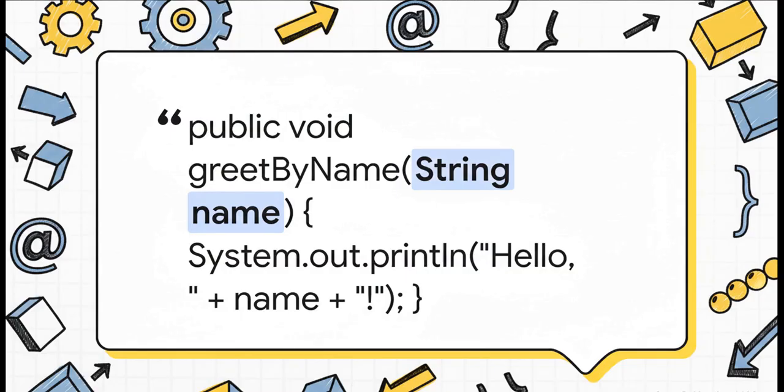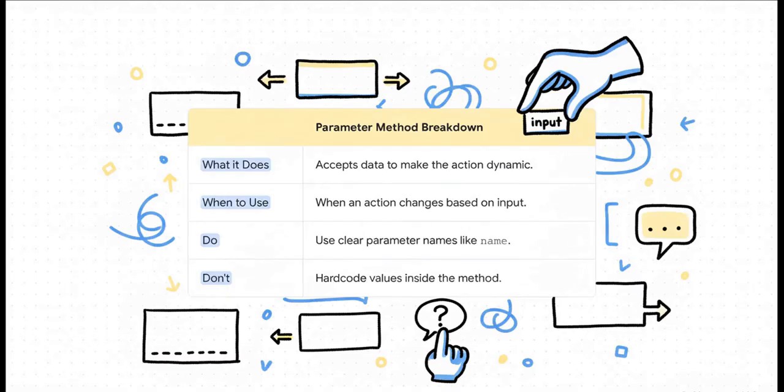Just like that, our method went from doing one static thing to being super flexible. And this really gets to the heart of why parameters are awesome. You use them when the basic action is the same, but the little details change each time. Now, that point on the screen is so important. If you find yourself writing something like System.out.println("Hello Ava") directly inside a method, that's a huge red flag that you should probably be using a parameter instead.